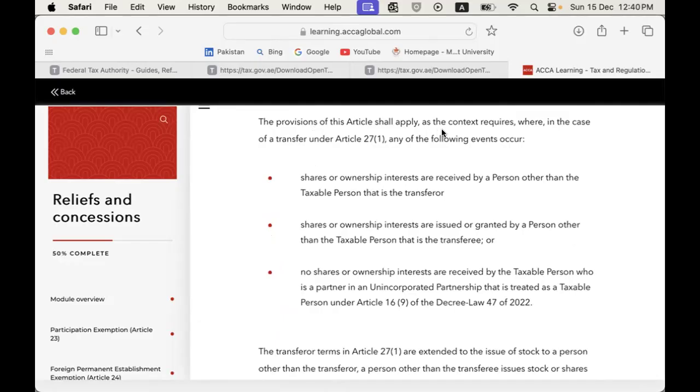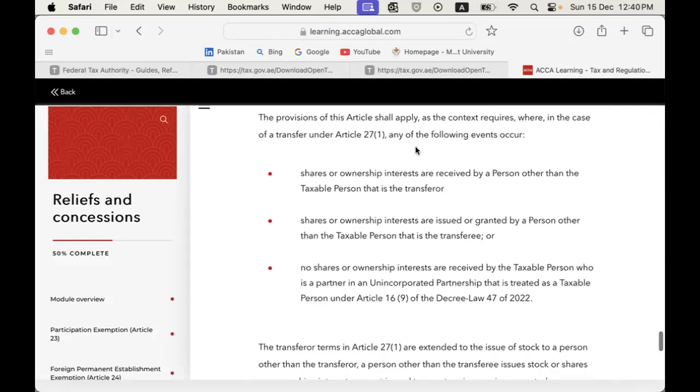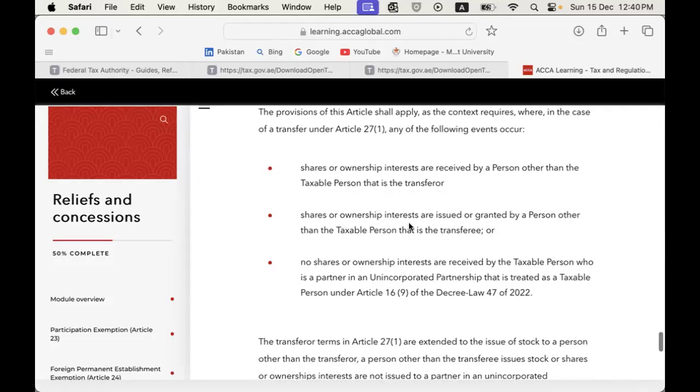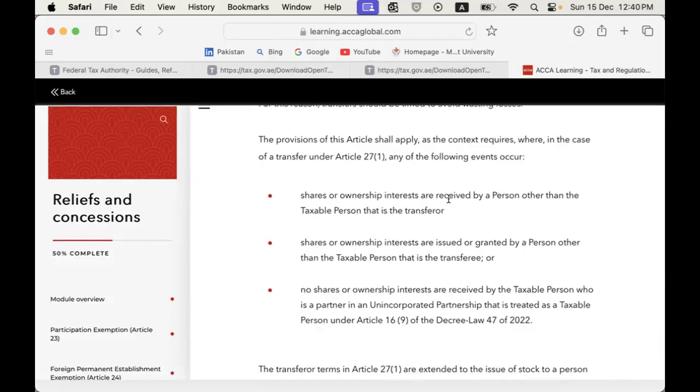Provisions of the article shall apply as the context requires, where in the case of transfer under Article 27(1), the following events occur. So provisions will apply if these things happen. What are those things? Shares or ownership interests are received by a person other than the taxable person, that is the transferor. Shares or ownership interests are issued or granted by a person other than the taxable person. So what we are talking about here is the UBO and agent scenario.